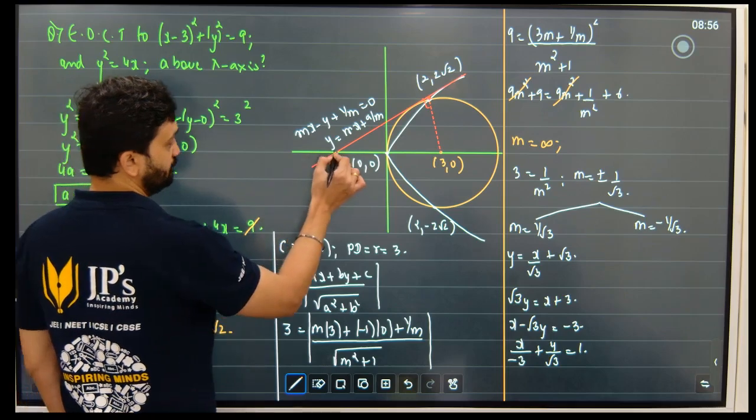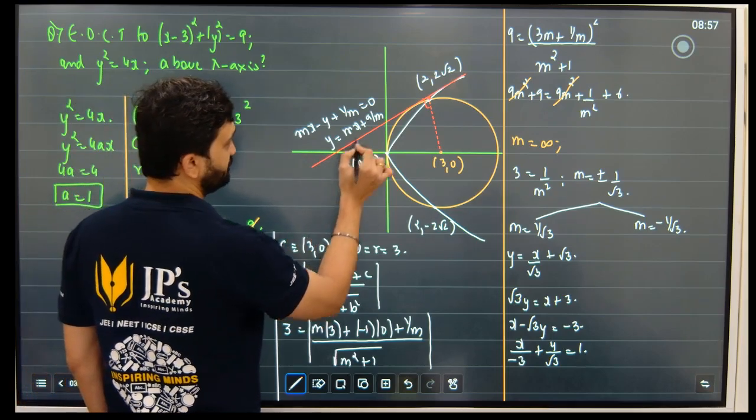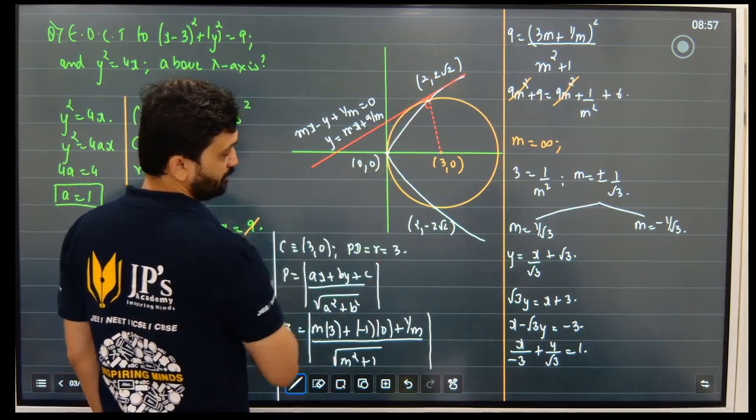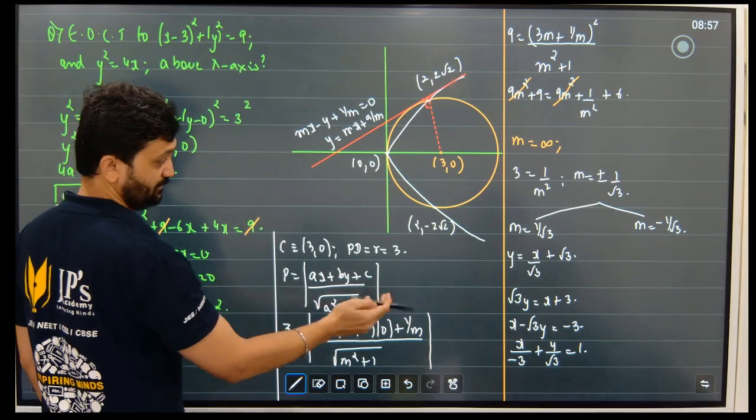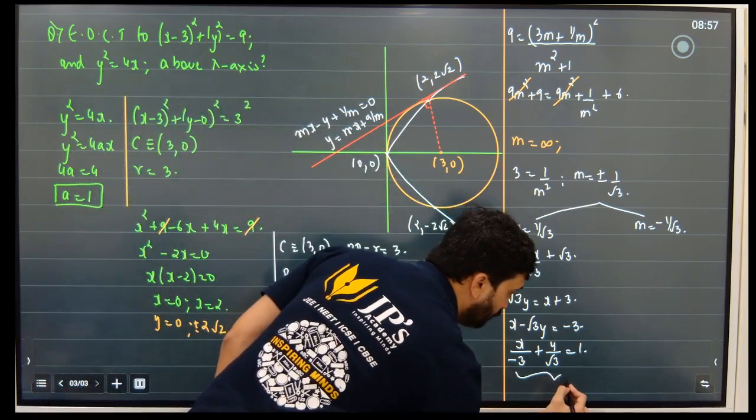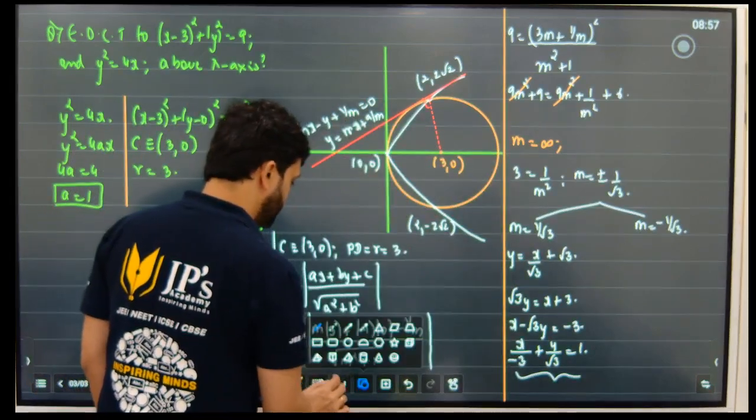So look, this will cut here at minus 3, so this will be (minus 3, 0) and this will become root 3. So this is above the x axis. This is the intercept form, this is above the x axis. Now let's check for the second part.